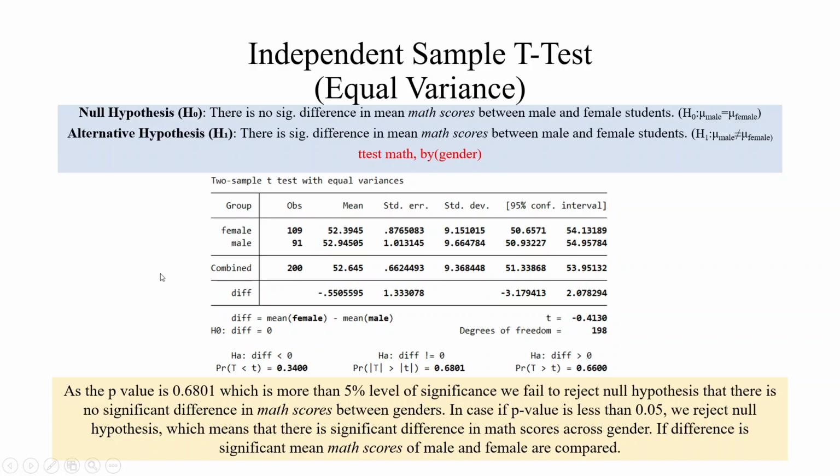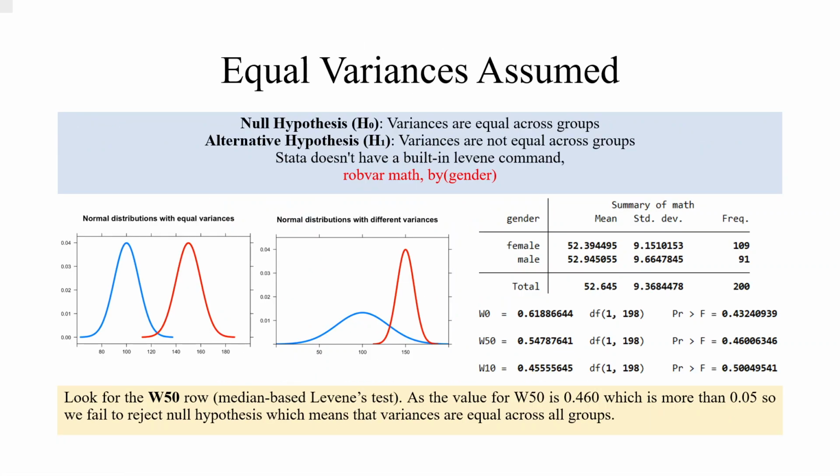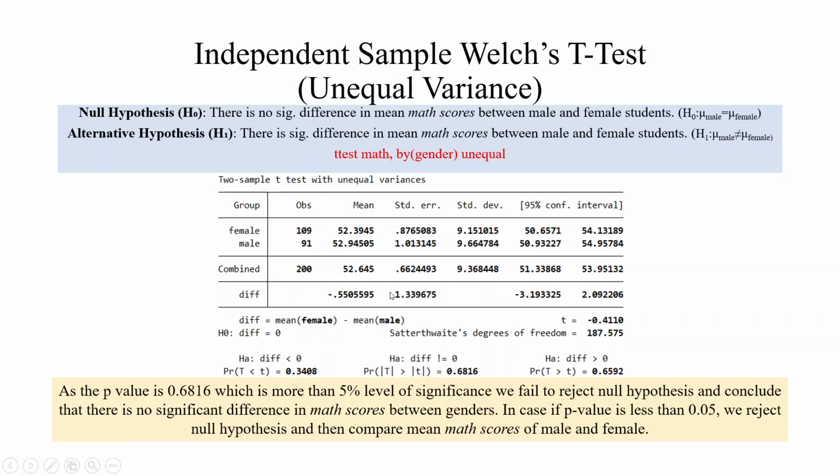Now what to do if the variances are not equal? This scenario. So what to do? No need to worry. The test proceeds further. The null remains the same, the alternative remains the same, but we are introducing one more word, unequal, and this will run the independent sample Welch test. This is for unequal variances.